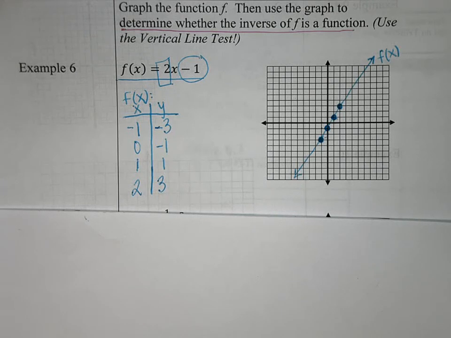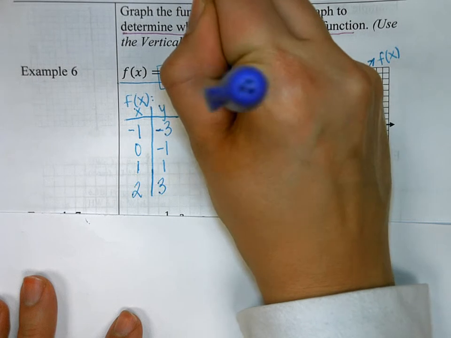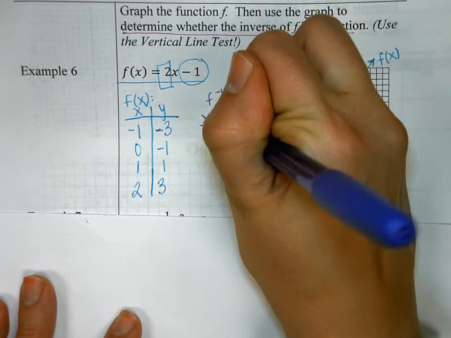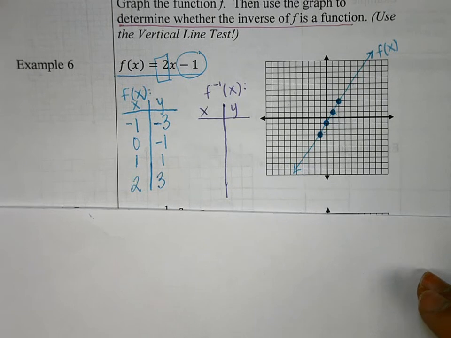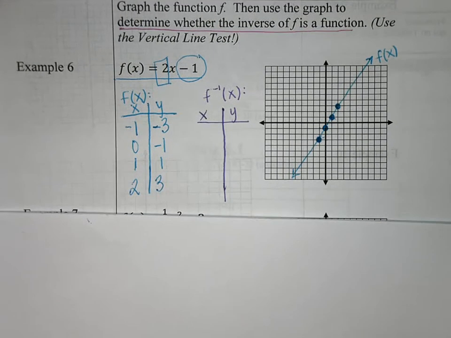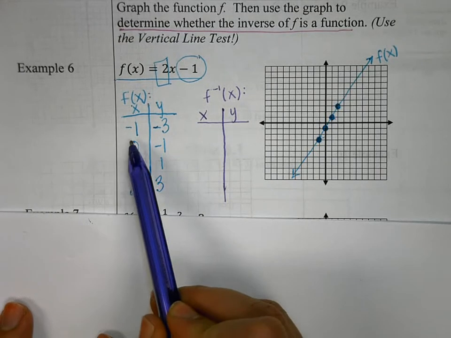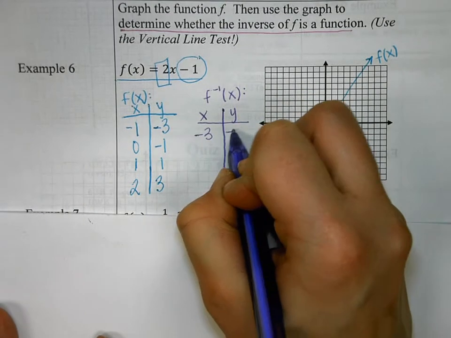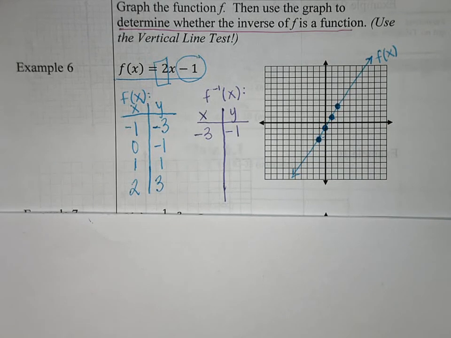Okay. So here's what we're going to do next. We're going to use these points to find points of the inverse. So make another t-chart, x and y's, for the inverse. And here's what we're going to do. My first point of the f of x function is -1, -3. So the point on my inverse is going to be -3, -1. I just flip them. Because when I'm finding inverses, I just flip x and y, right?